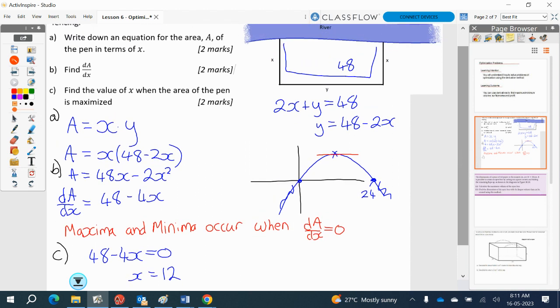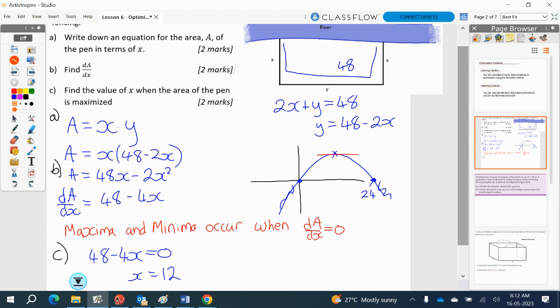Yeah, I have a question. After you make the equation 2x plus y equals 48, then why does it become x parentheses 48 minus 2x? So we've got the formula which is x times y. And like I said, this is the principal formula. We can't differentiate this. We have to find somewhere in the question a constraint formula.